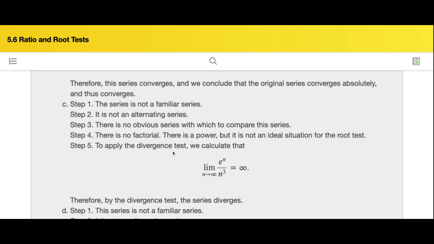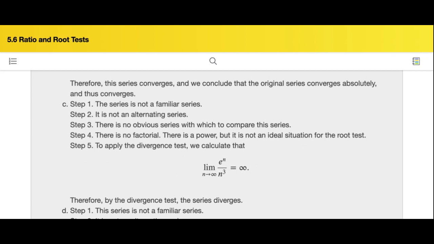And step 5, to apply the divergence test, we could apply the divergence test, right? If the limit of the term goes to infinity, that means the series diverges. So what does this mean? This means the numerator grows so much faster than the denominator. So when n approaches infinity, the denominator basically diminishes and doesn't contribute much. So the limit of the nth term goes to infinity. So that's done. We don't really have to go to the ratio test, but we could use a ratio test.